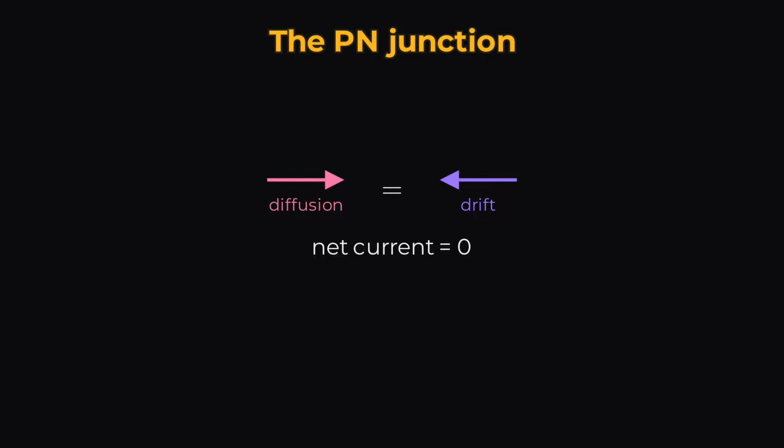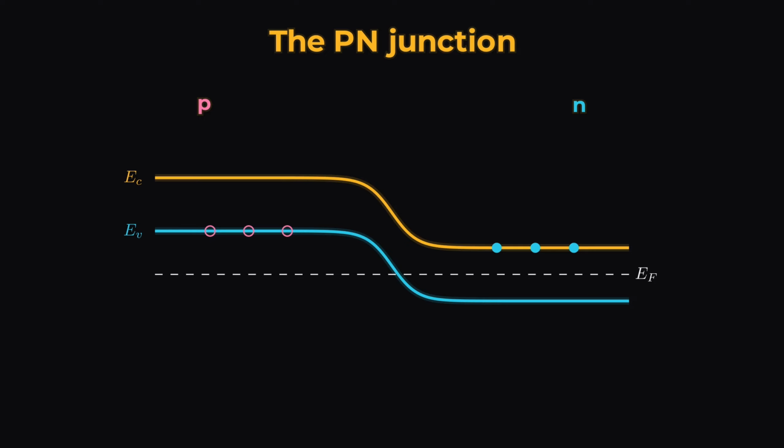We have described this balance with positions and fields. The same balance can be drawn a second way. Now consider the energy band view. The energy band view describes the same junction using electron energy instead of position. It tracks two bands and one reference level.